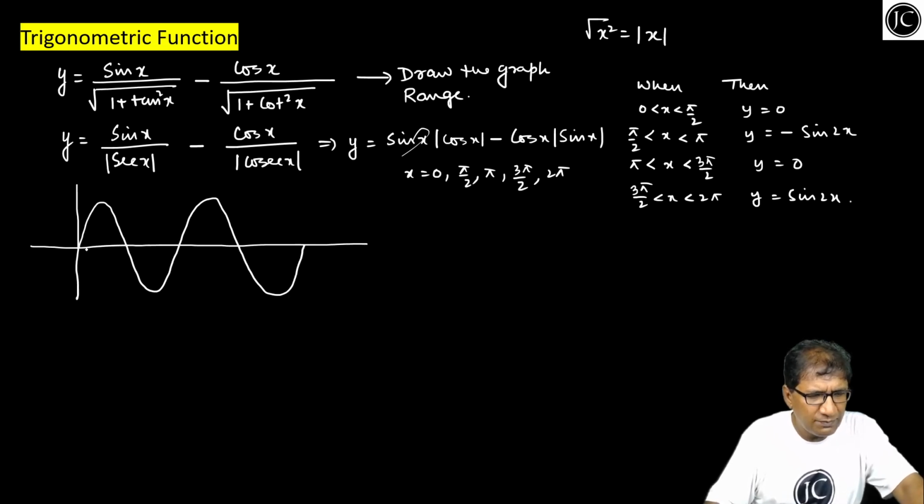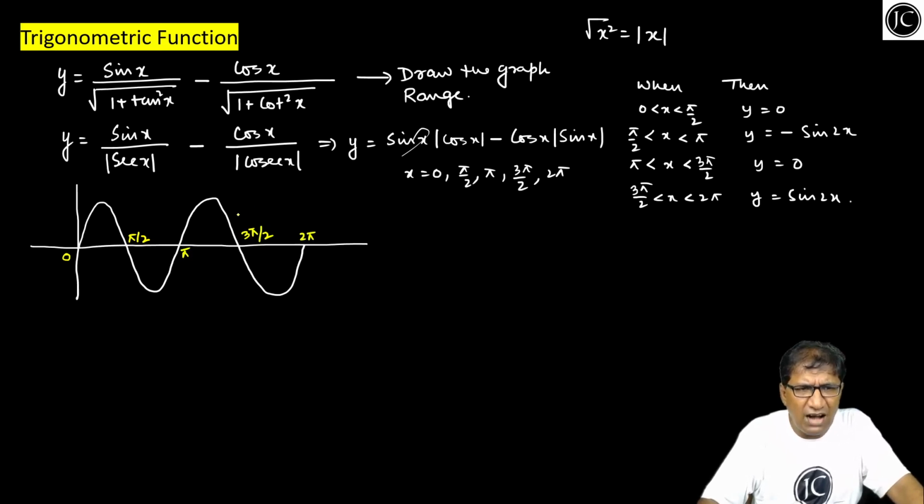This is what? This is my 0. This is pi by 2. This is pi. This is the graph of y equals sin 2x.